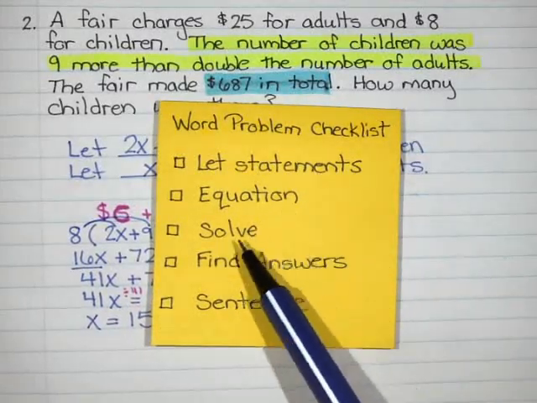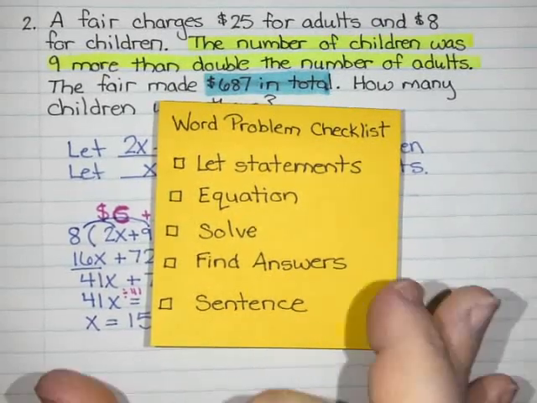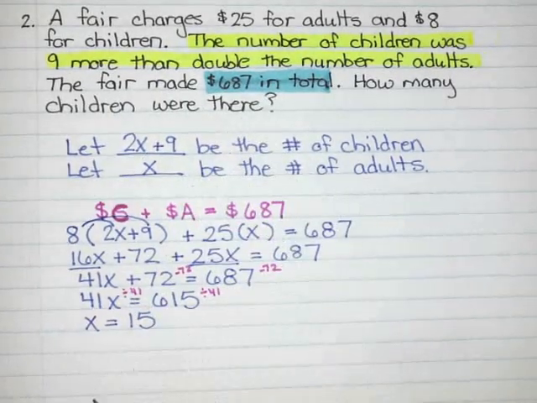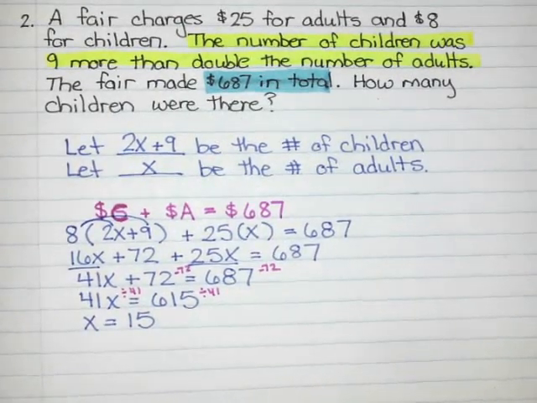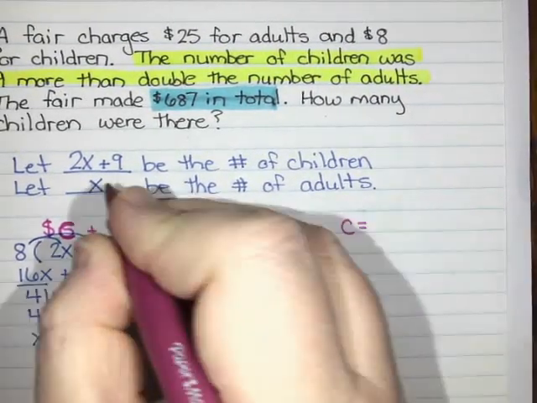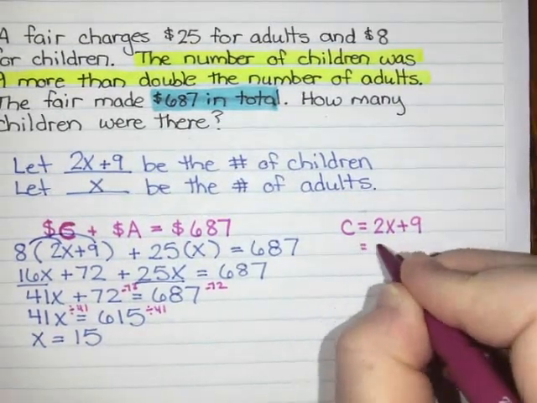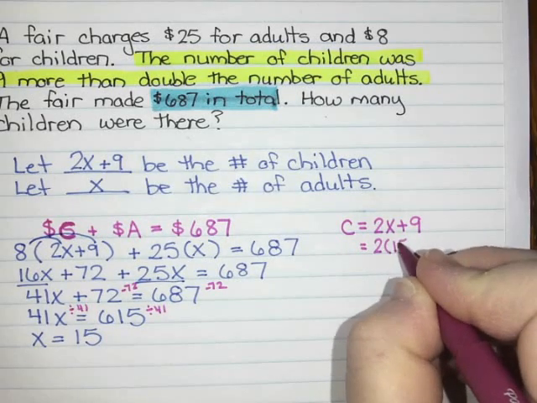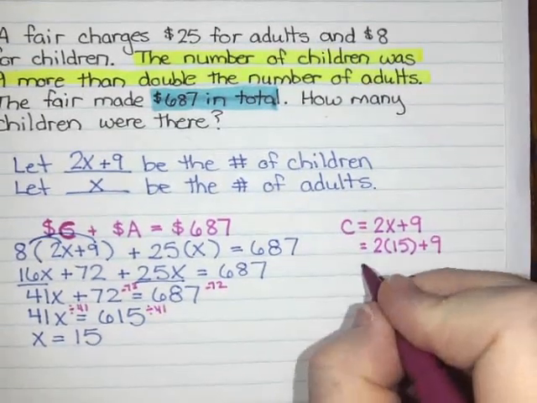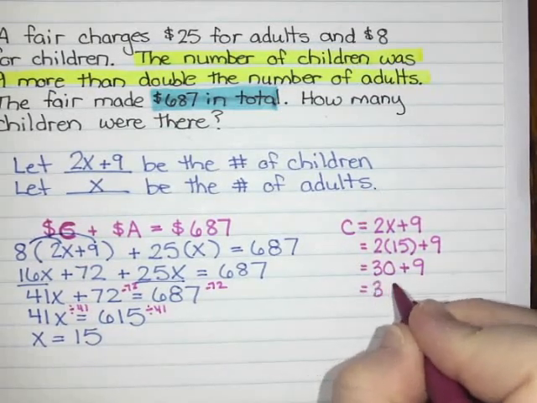We did our let statements, our equation, and we have solved, but we still have to go back and find our answers and then write a sentence. Now in this question, it only asked how many children were there, so I don't have to find the number of adults. I really just need to find the number of children. So I know that the number of children is 2x plus 9. So x we just solved is 15, so it's 2 times 15 plus 9. 2 times 15 is 30. 30 plus 9 is 39.